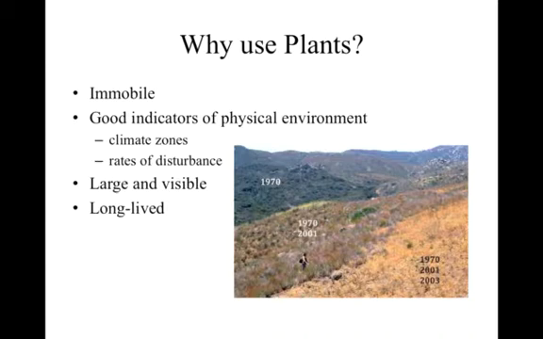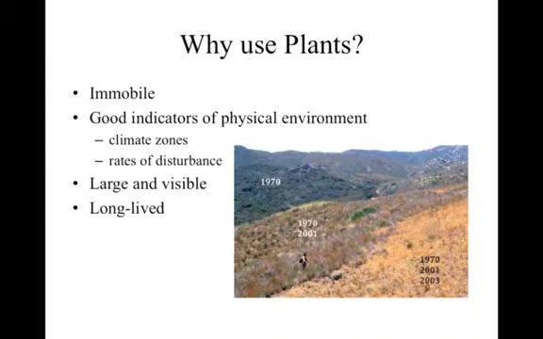They're also really good indicators of the physical environment. We see strong variation in plant form as a function of climate or climate zones, and also as a function of sort of the rates of disturbance. Now you can sort of see this in the picture on the bottom right there, where we have 3 different regions in a larger area, and these regions have been disturbed by fire. And you can see that the region that was disturbed in 1970, 2001, and 2003 looks very different from the region where you only had the disturbance in 1970 and 2001. The fire didn't get there in 2003.